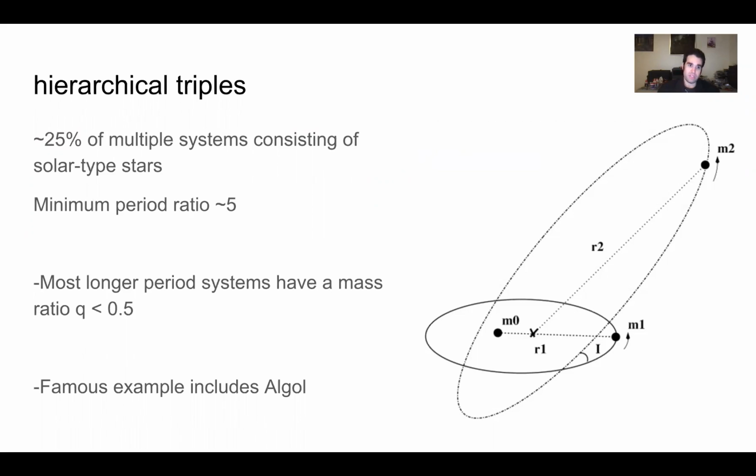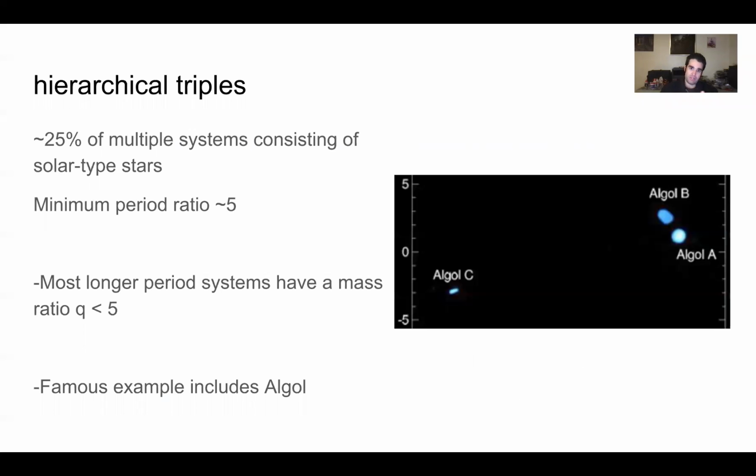And for most systems, the mass of the tertiary is less than half of the mass of the inner close binary stars. A famous example includes Algol, which is this wonderful-looking image from an interferometer showing the different components of the Algol system at high resolution.